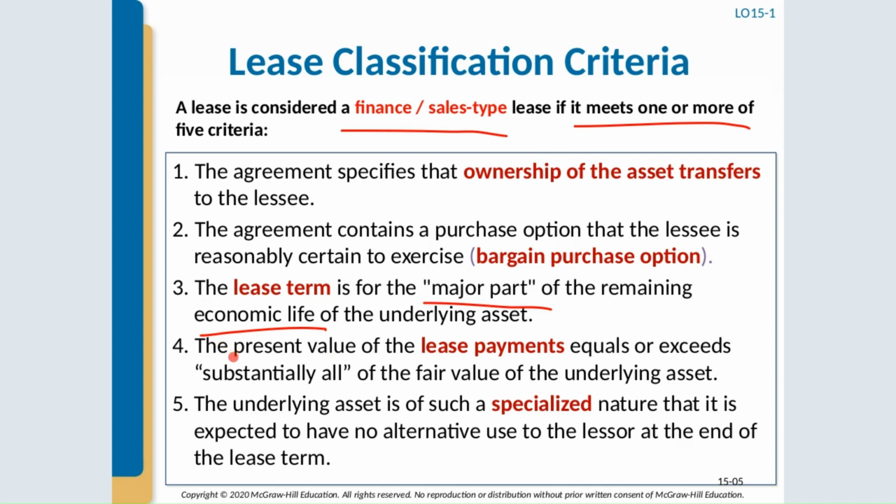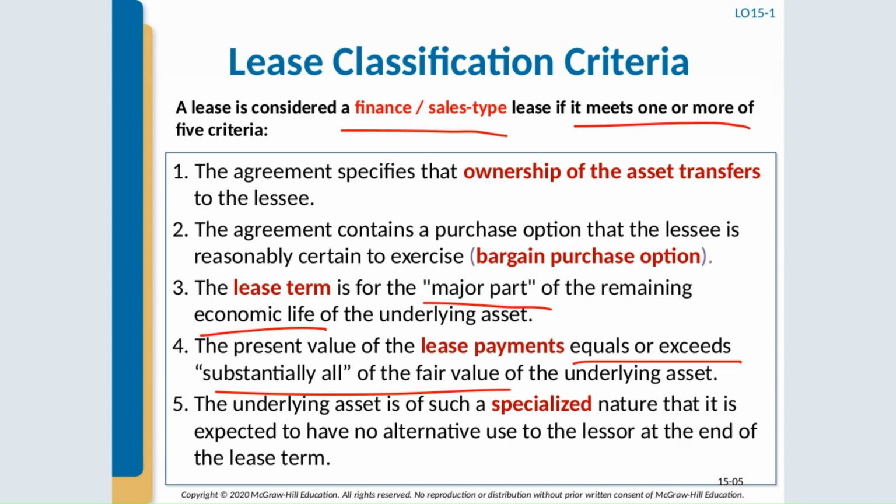And then we have to also assess the present value of the lease payments, which should equal or exceed substantially all of the fair market value. Okay. The underlying asset is of such a specialized nature that there's no alternative use. So this is, for example, when we hire someone to build a plane, and then they're going to lease it back to us. So this plane has been made or built to our specifications, and it cannot be leased to anyone else. Usually this is like military, or it could be like airlines or stuff like that.